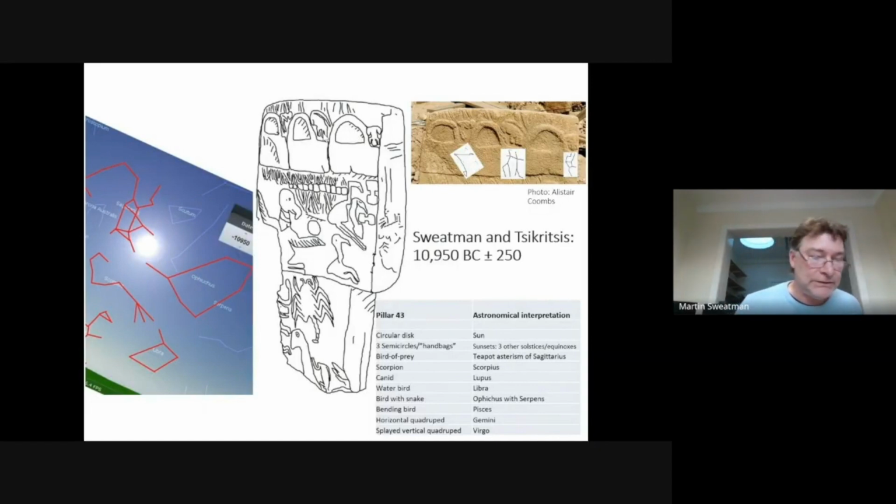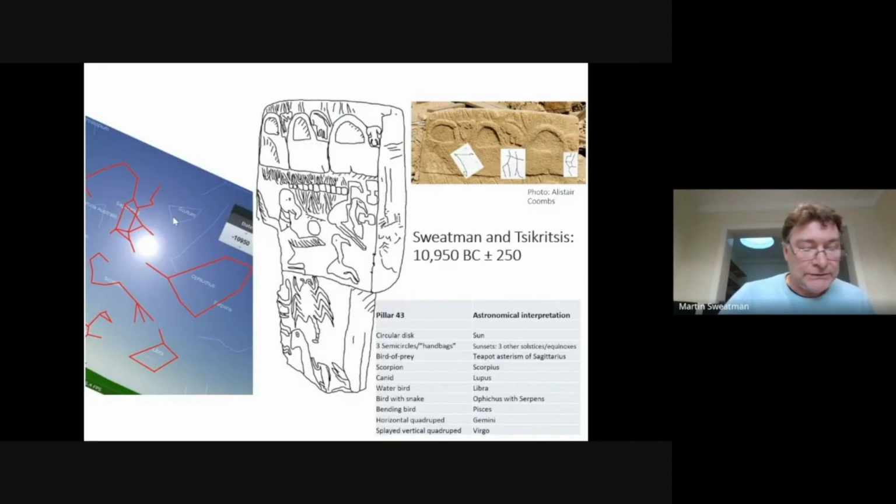So that's our hypothesis. Now, if we use software like Stellarium, which shows reconstructions of the Greek constellations, we find that the only constellation that has a pattern like the bird of prey here, and that is on the path of the sun through the sky, which is known as the ecliptic, is the teapot asterism of Sagittarius. And they do seem to be quite a good match. Using Stellarium, it's easy to see that on the summer solstice, this position of the sun relative to the teapot asterism of Sagittarius corresponds to about 10,950 BC, to within a few hundred years, which is close to the suggested date of the Younger Dryas impact.